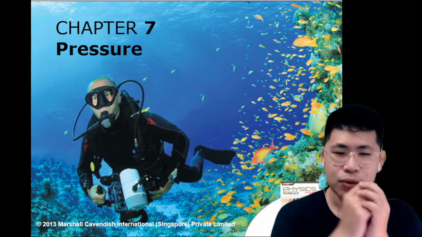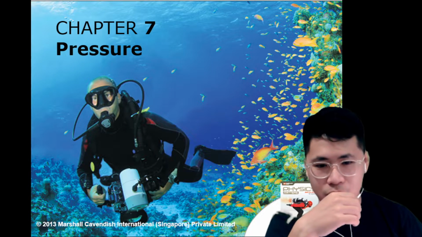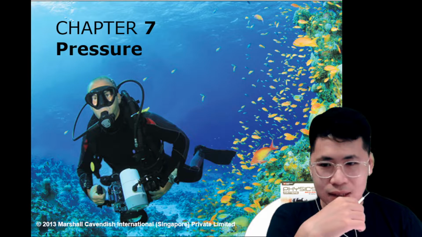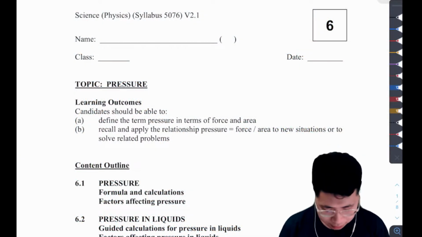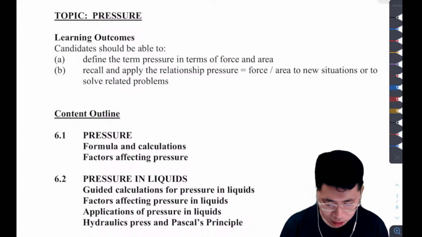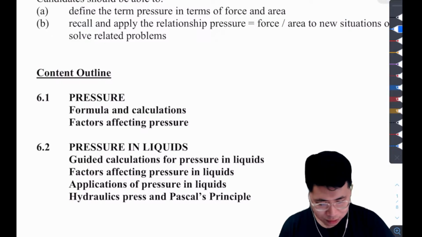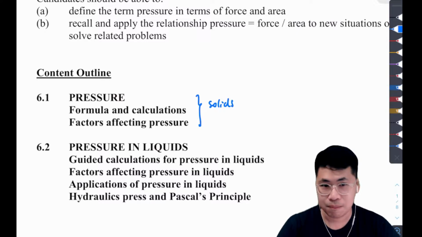Okay, hi everyone. Today we're going to talk about the topic on pressure, right? And for pressure, we're going to look into two different things. Right, so for pressure, we're going to look at two main concepts. The first one would be the pressure for solids. So the first part over here will be more for solids, right? And it's actually what we've learned before already, right?